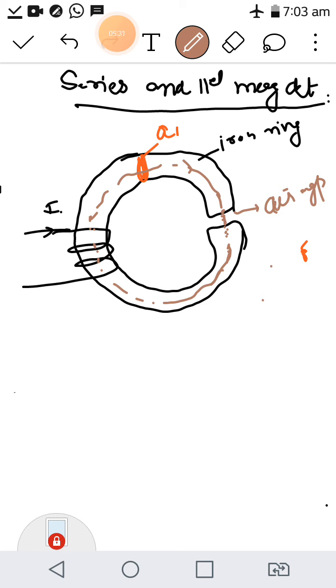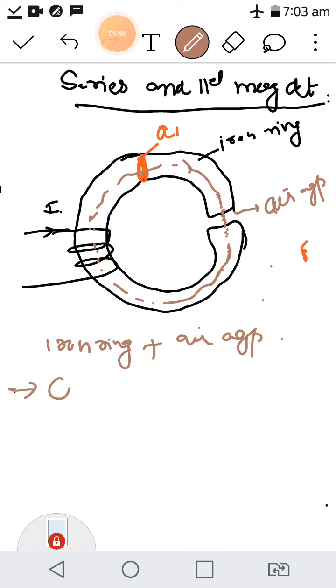For this magnetic circuit, if we consider, there are two components. One is the iron ring and another is the air gap. You can see that if it is a series or parallel magnetic circuit, series magnetic circuit means only one path for the flux to travel.